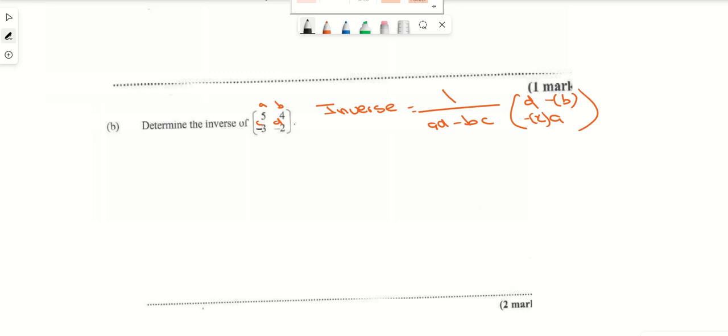So it would be 1 over AD, which is 5 by minus 2 is minus 10, and DA is 4 by minus 3 is minus 12.